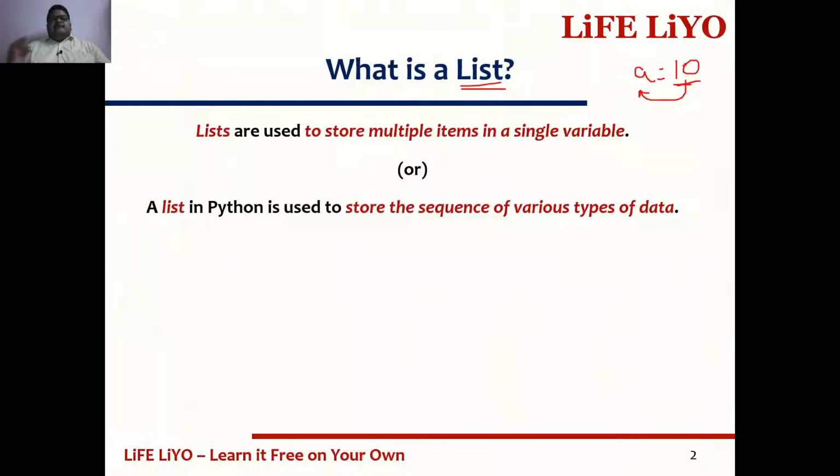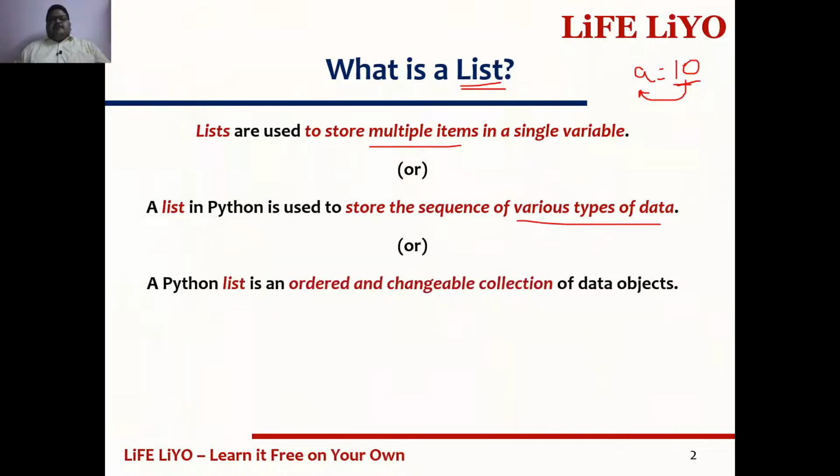Another definition, which is very similar: a list in Python is used to store a sequence of various types of data. That means multiple items or various types of data. Both are the same, just another way of telling the definition. Another one is that a Python list is an ordered and changeable collection of data objects. What ordered and changeable mean, you are going to learn in the characteristics.